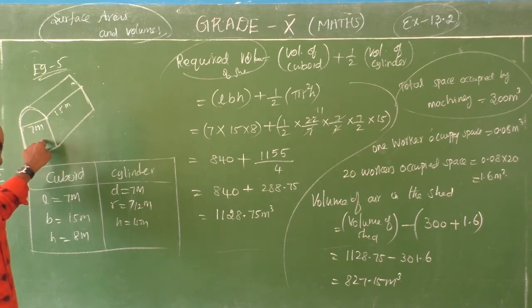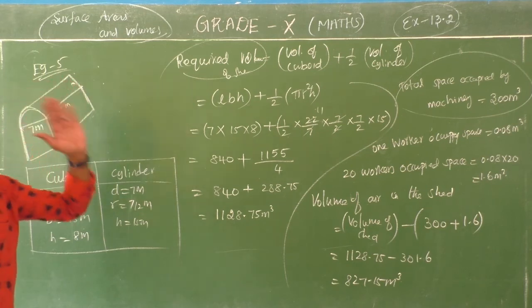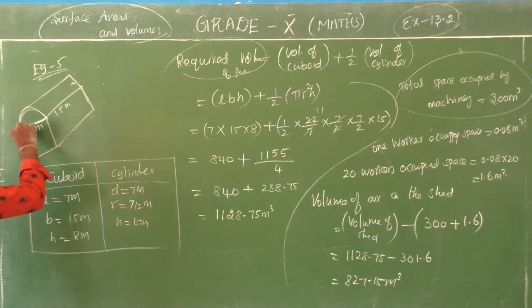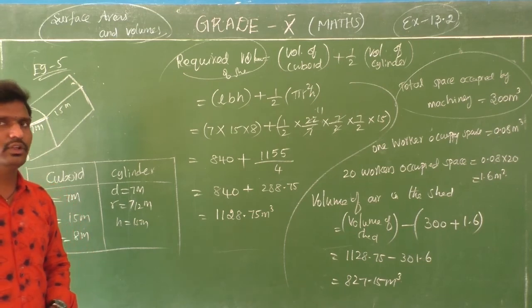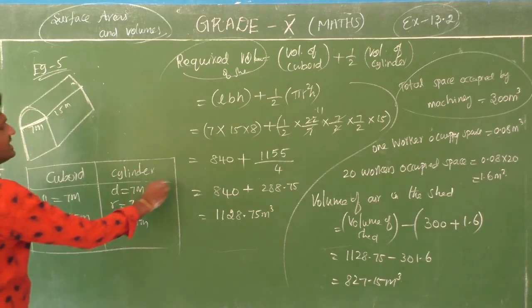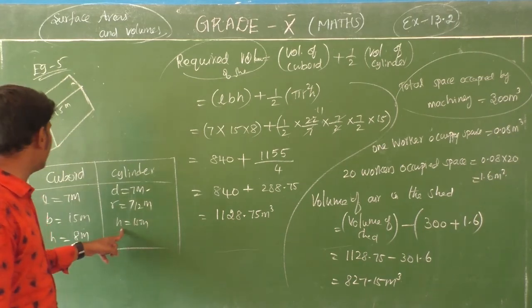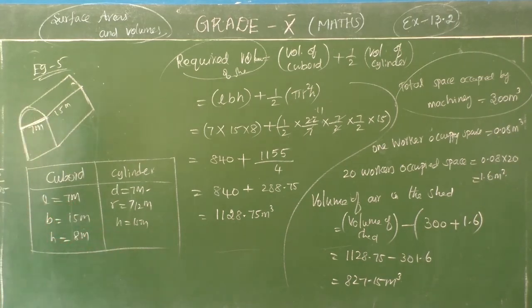You have a shape like that. What is that? A cuboid surmounted by a half of a cylinder. The cuboid dimensions: length equal to 7 meter, breadth equal to 15 meter, height equal to 8 meter. And the cylindrical portion, the length of the shape we are going to consider by the diameter, because of the given diagram. Half of the cylinder only. That is diameter equal to 7 meter, radius equal to 7 by 2 meter. And the height of the cylindrical portion is 15 meter, which is the same as the breadth of the cuboid.